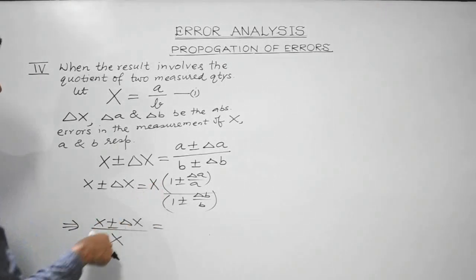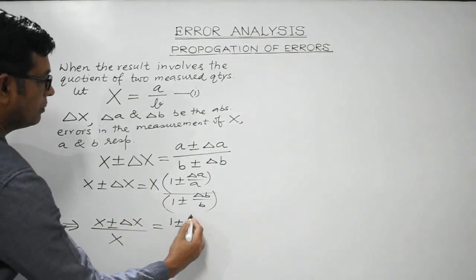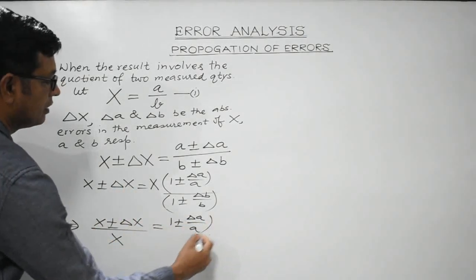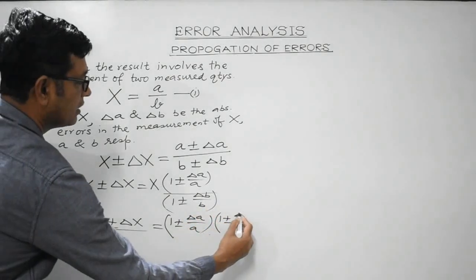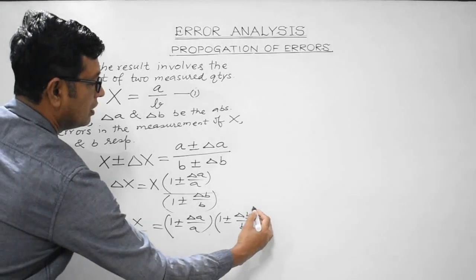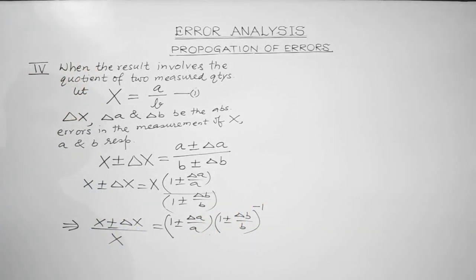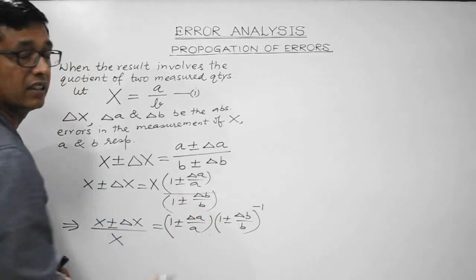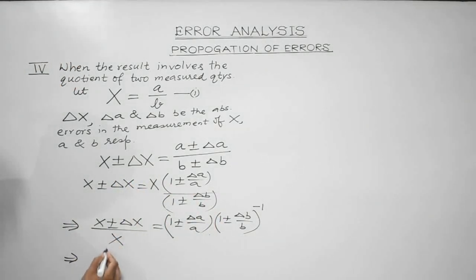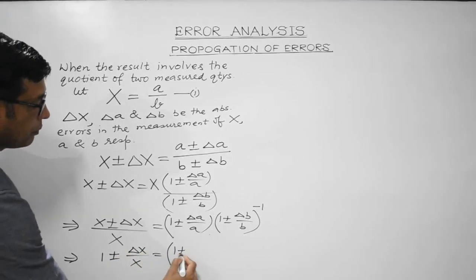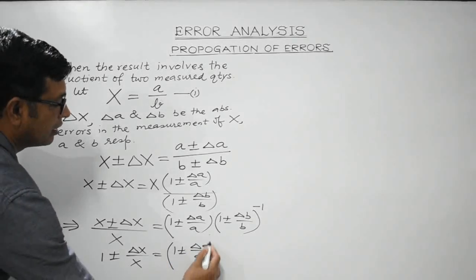This can be taken over here. So it can be written as 1 plus minus del a by a and 1 plus minus del b over b inverse, that is raised to the power minus 1. We can easily write it like this. Still further, it can be written as 1 plus minus del x by x, which would be equal to 1 plus minus del a by a.